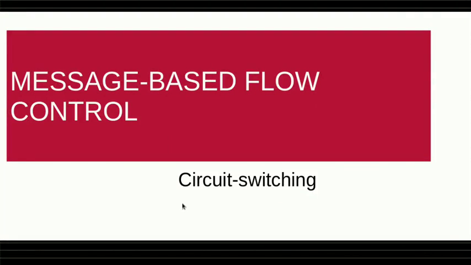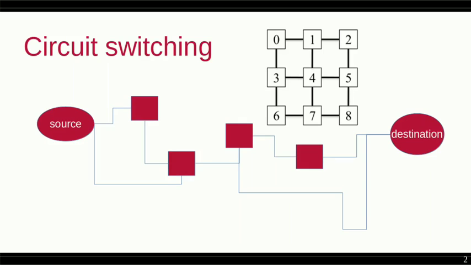For message-based flow controls, we can start with circuit switching. It's a technique that operates at message level with the coarsest granularity. We have more techniques with finer granularities, but first let's understand what circuit switching is.